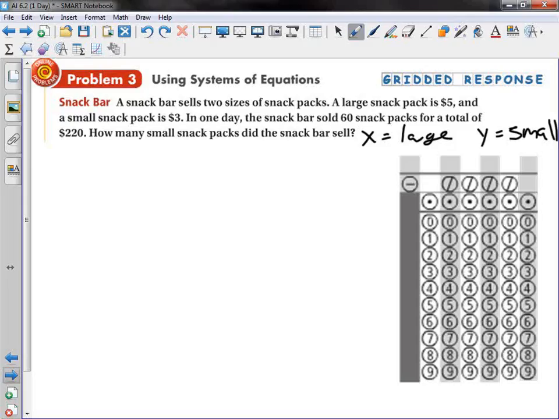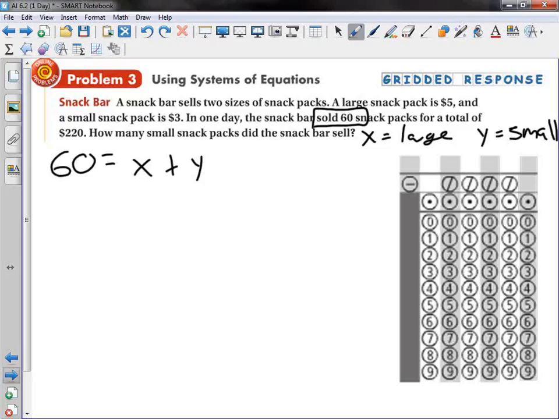All right, now when solving in word problems, one useful tool is to always look for totals. There should be totals that will help you. So the first total I see is right here, 60. Well, that's how many they sold. Well, how do I get 60 sold snack packs? I must add the large snack packs sold plus the small snack packs sold. And that should give me the total there.